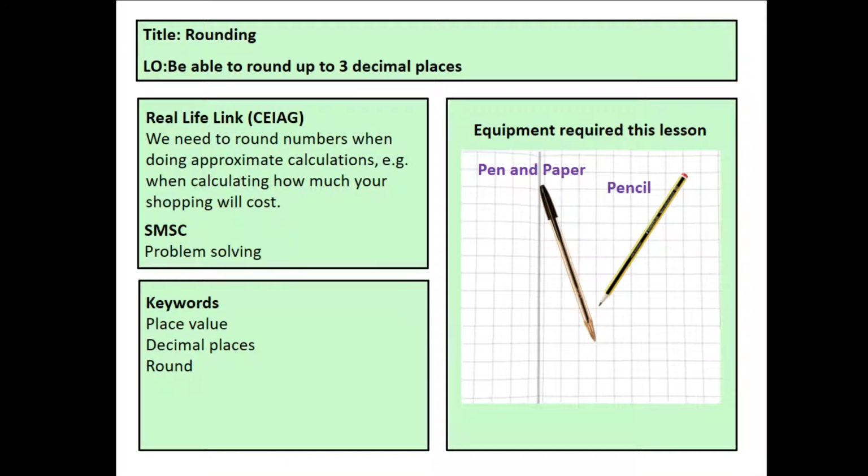What we'll be doing for today's lesson is rounding numbers up to 3 decimal places. The keywords for today's lesson are place value, decimal places, and rounding. The equipment required for this lesson, you would need a pen, paper, and a pencil.